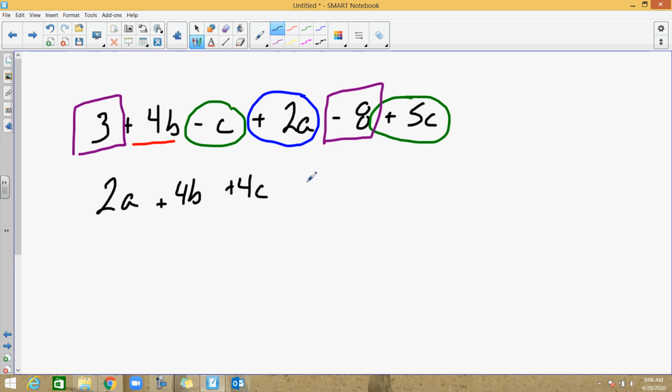Here again, difference of 5, sign of the larger is negative. So this is my simplified expression. Okay, it's not an equation, it doesn't have an equal sign, it's an expression. We can figure this out if we knew what the variables A, B, and C stood for. But right now, that's where we end this problem, because we cannot simplify anymore.